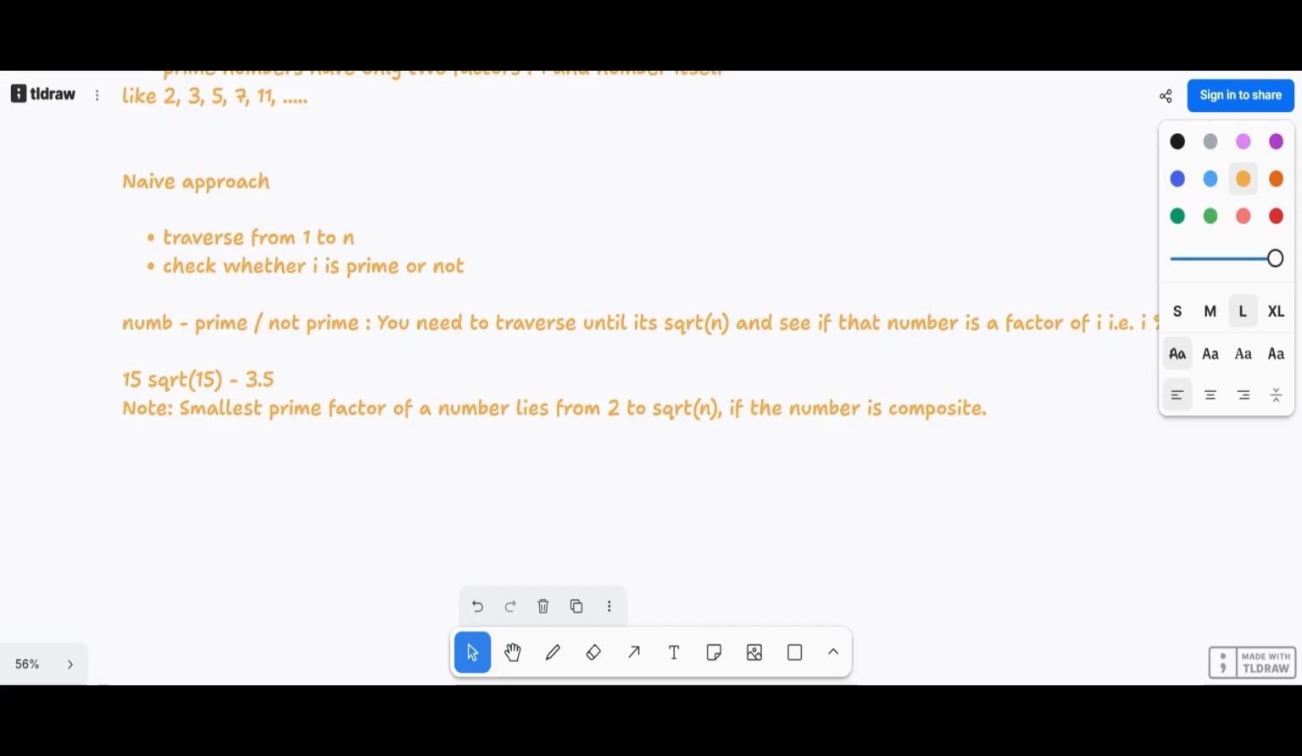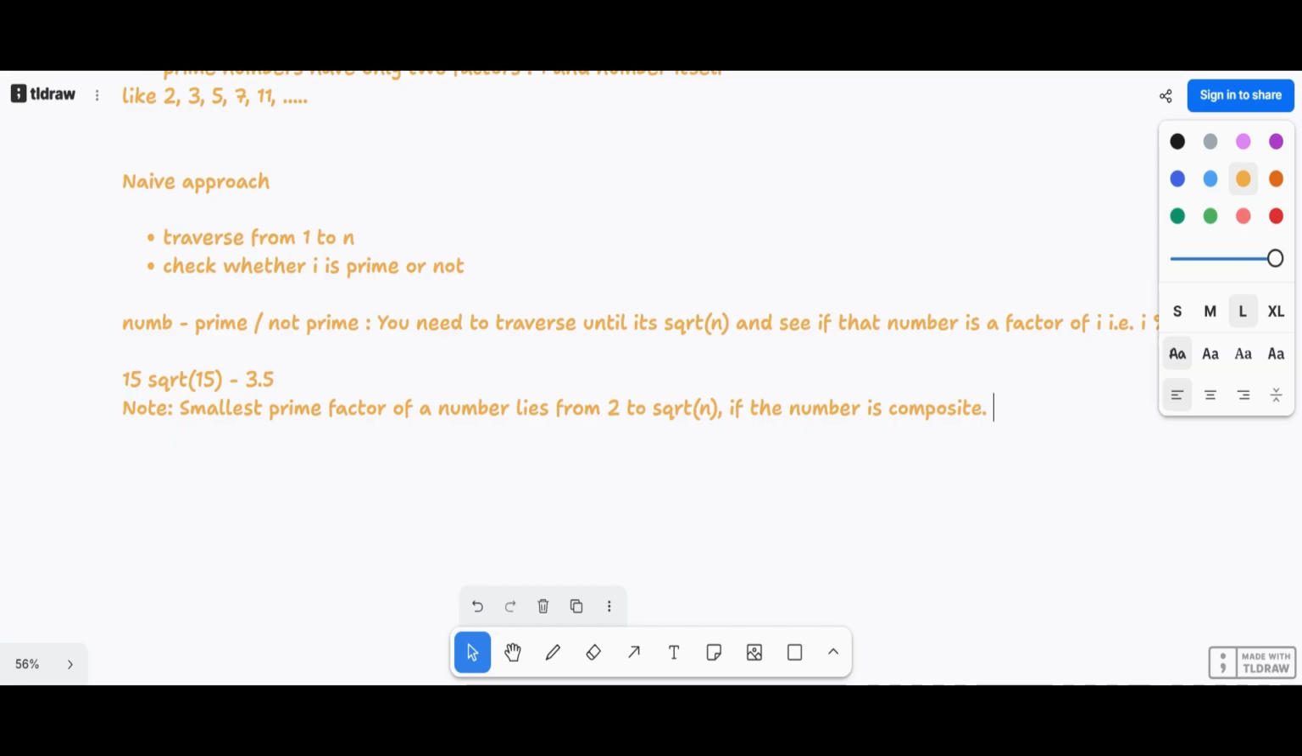So here the square root of n is 3.5, so you need to check for 2 and 3. Is 15 divisible by 2? No. Is 15 divisible by 3? Yes. So 15 is not a prime number, because you found some number from 2 to the square root of n which divides 15.